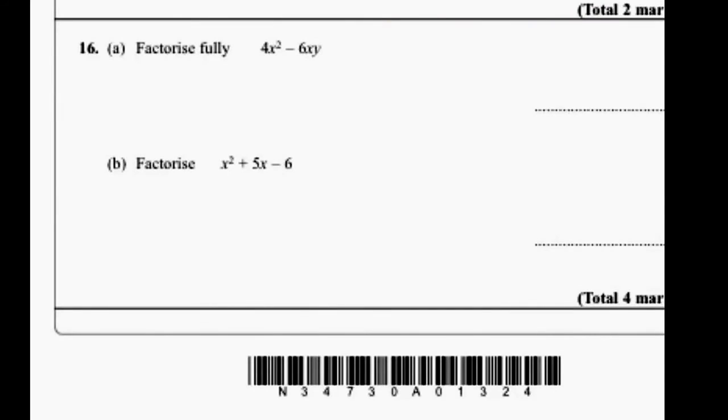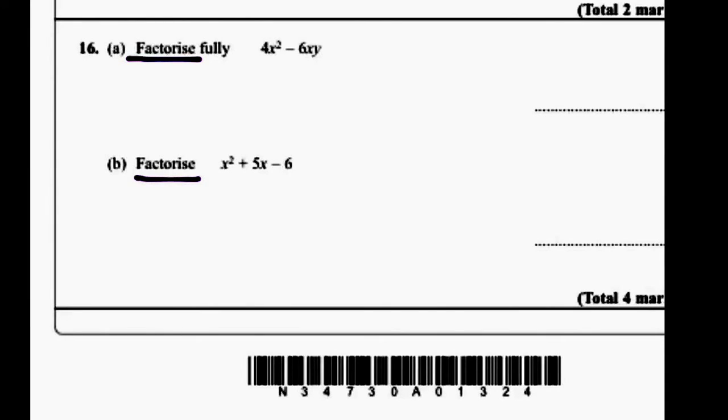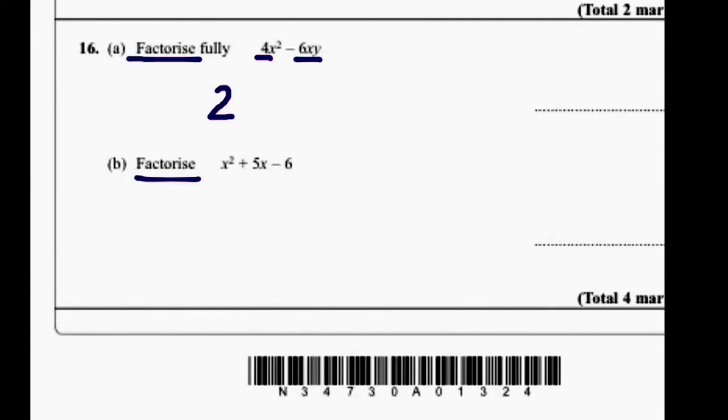I'm skipping to question 16 here, another one that I think that you can do. Remember, factorise means put the brackets back in. So we need to look at these terms and think, well, what can I take out of both terms? I'm dealing with 4 and 6 as numbers. I know that 2 is a factor of both of those. And if I look at the algebraic bits, I've got x squared, which is x times x, and I've got xy, which is x times y, which means that x is in both of those. So I'm going to take the x out.